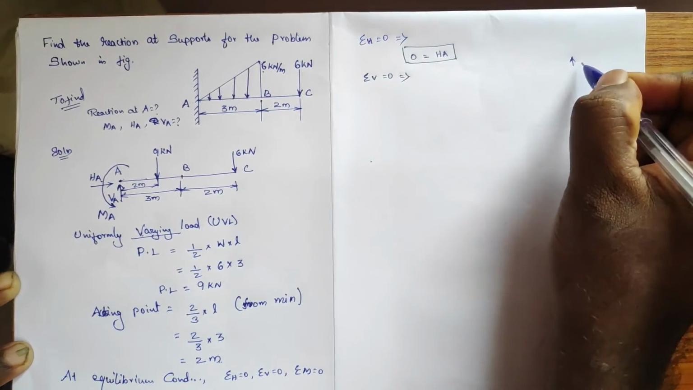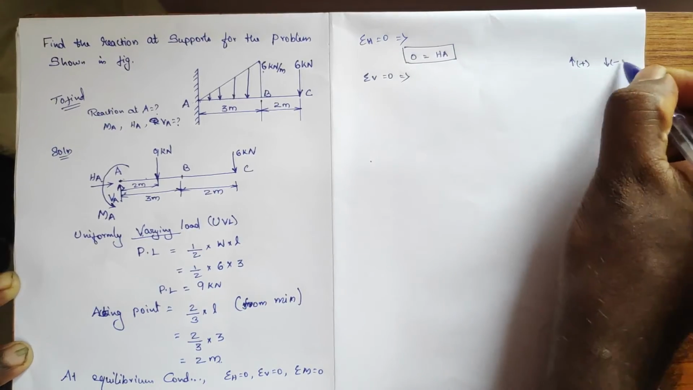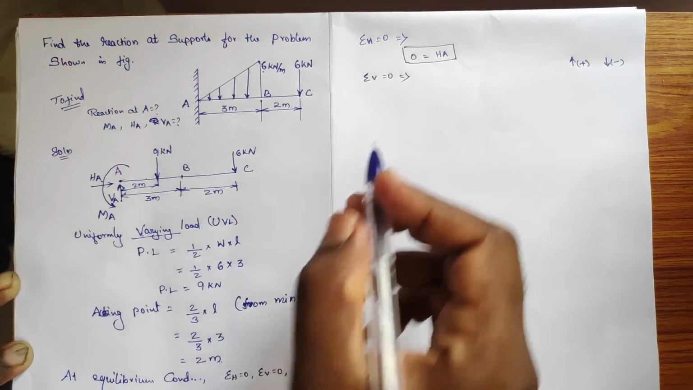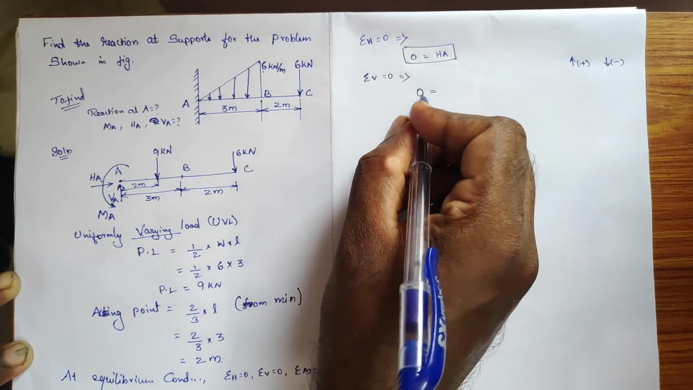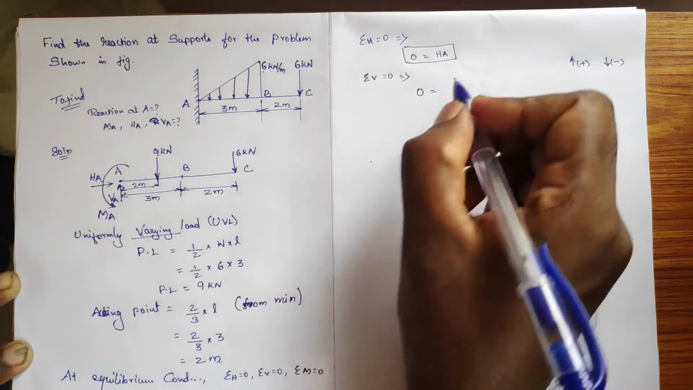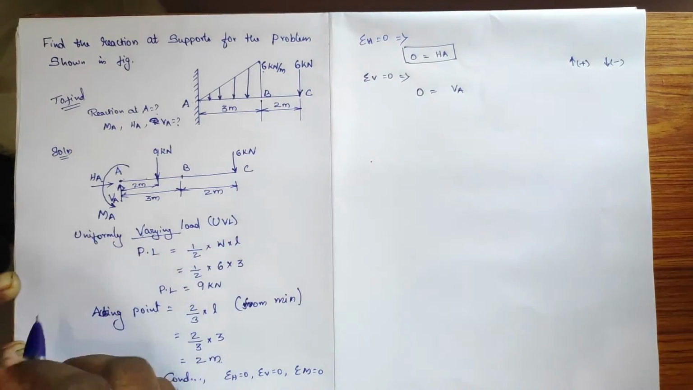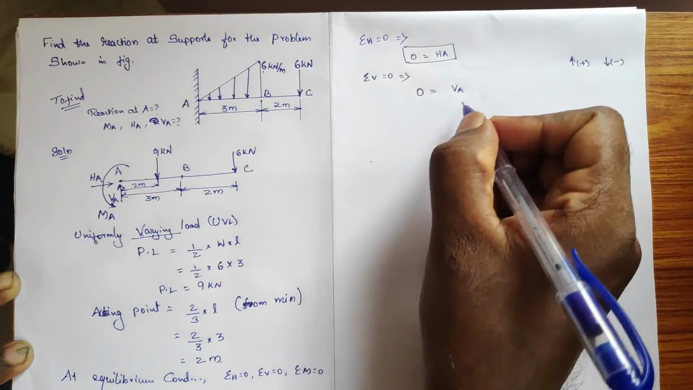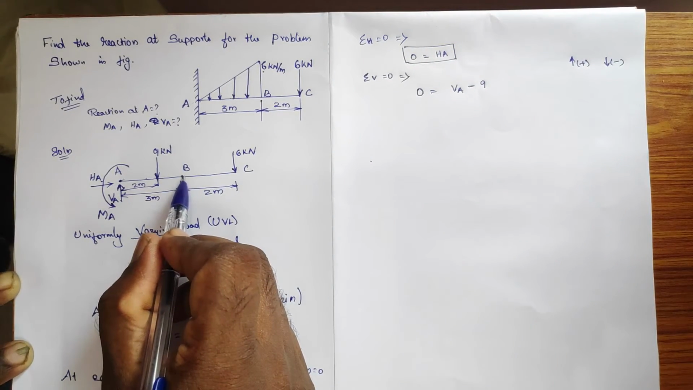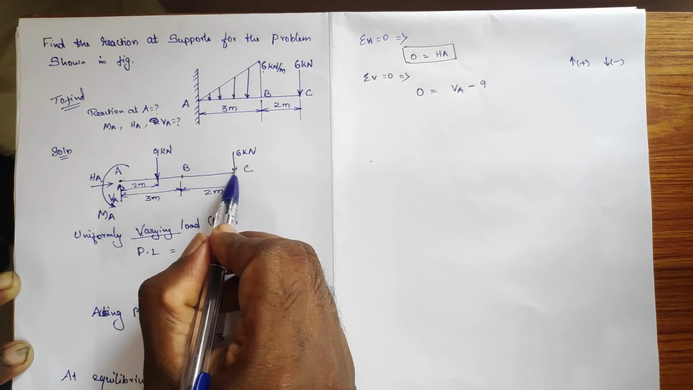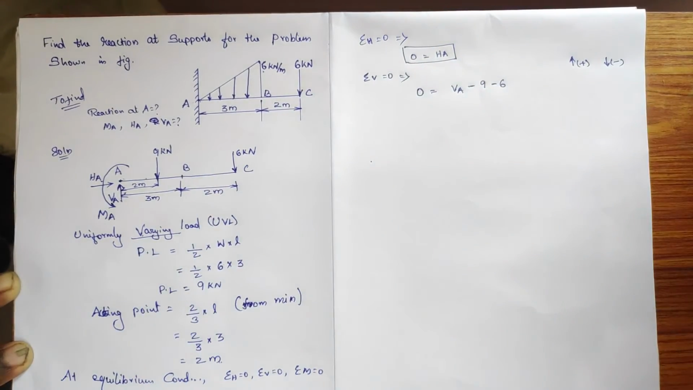While adding, a force moving up is positive and a force moving down is negative. Here VA is moving upward, summation of V is equal to 0, so 0 is equal to VA. It's an upward force, so it's a positive sign. And 9 kilonewton is a downward force, so it is a negative sign. And here there is no force, and at the point C there is a downward force, so it's a negative sign, 6.